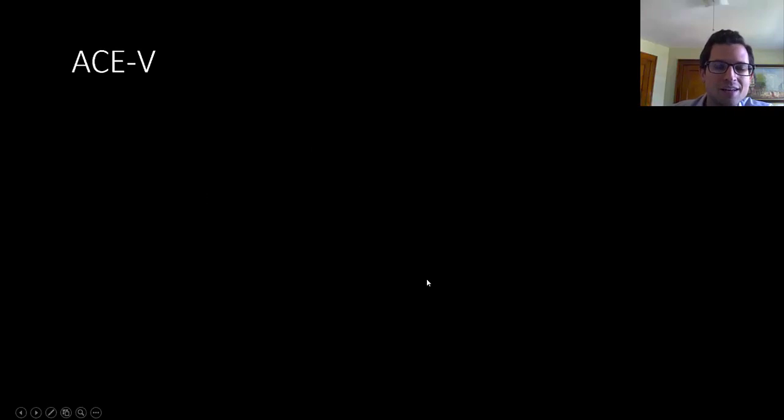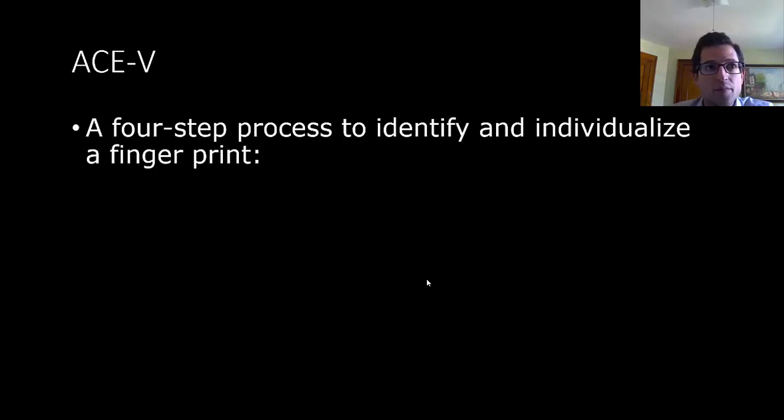How are fingerprints analyzed and compared? So the system we use is called ACE-V, and ACE-V is a 4-step process to identify and individualize a fingerprint. The first step is analysis.